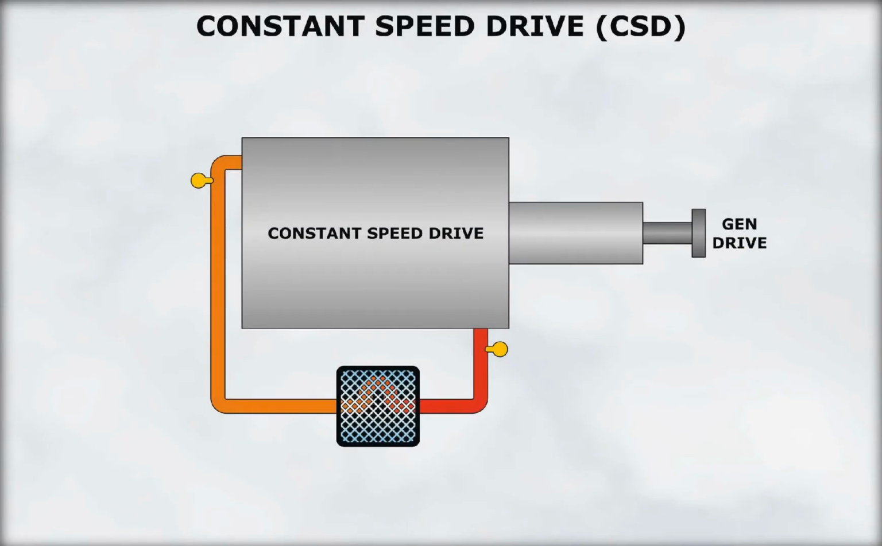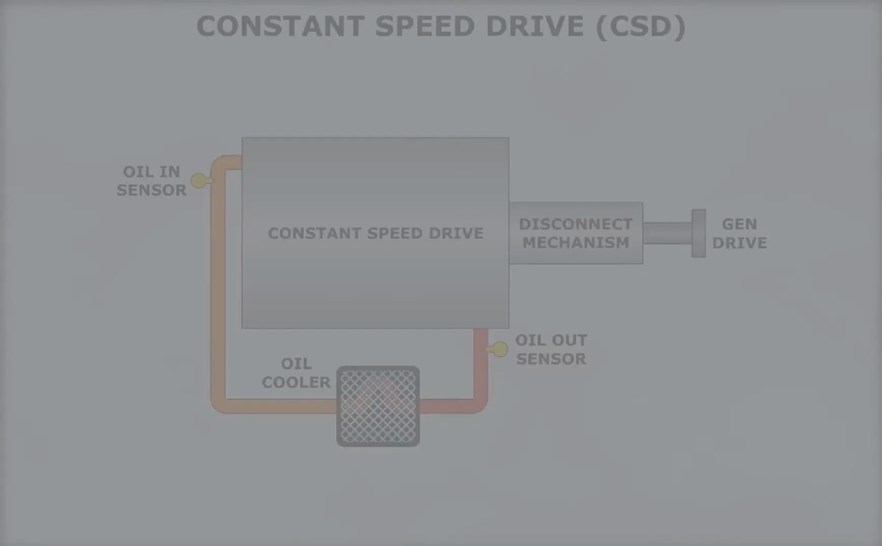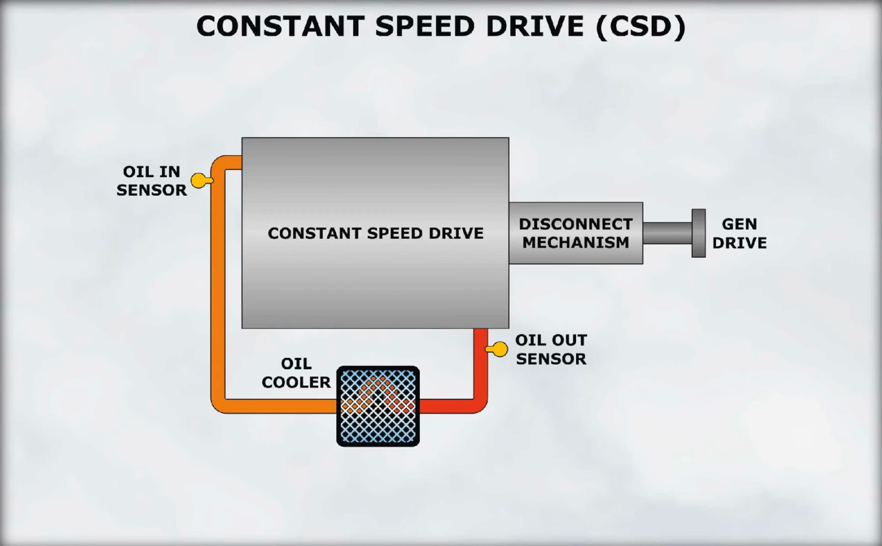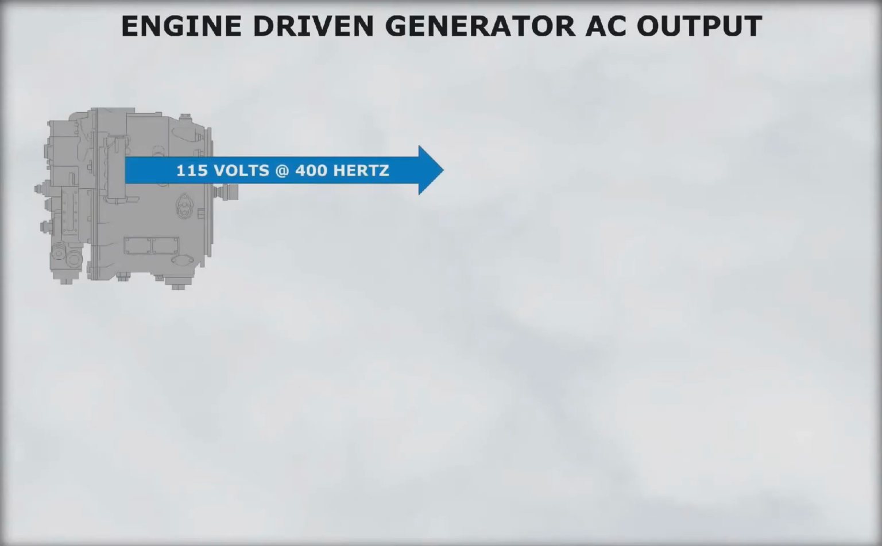The engine-driven generators rotate at a constant speed by means of a constant speed-driven mechanism, or CSD. The CSD maintains a constant shaft rotation speed at all engine speeds. The CSD has a self-contained oil system and generator drive disconnect mechanism. Each engine-driven generator supplies three-phase 115-volt AC electrical power at frequency of 400 Hz.